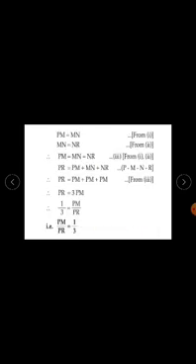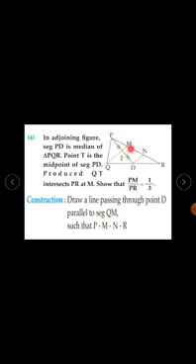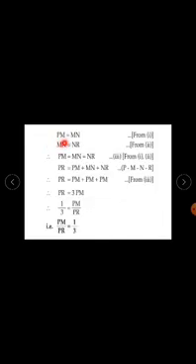Now, PM equal to MN from 1. What is your equation 1? Point M is midpoint of PN means PM is equal to MN. And N is midpoint of MR means MN is equal to NR. So, PM is equal to MN from equation 1, MN is equal to NR from equation 2. Therefore, from 1 and 2, PM equal to MN equal to NR, and this is your equation 3.